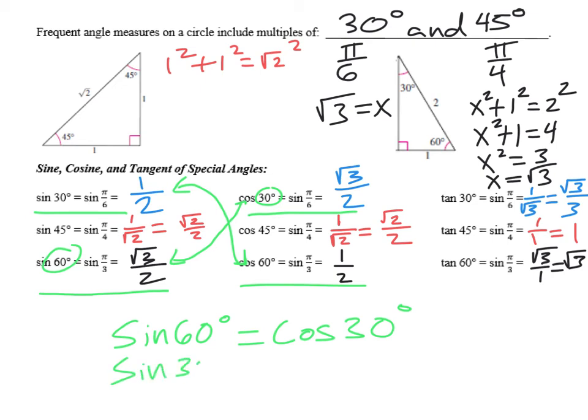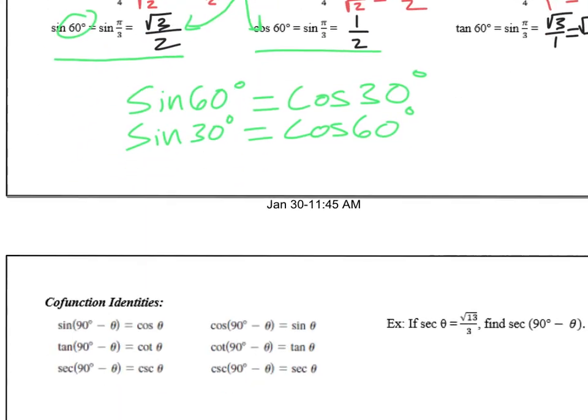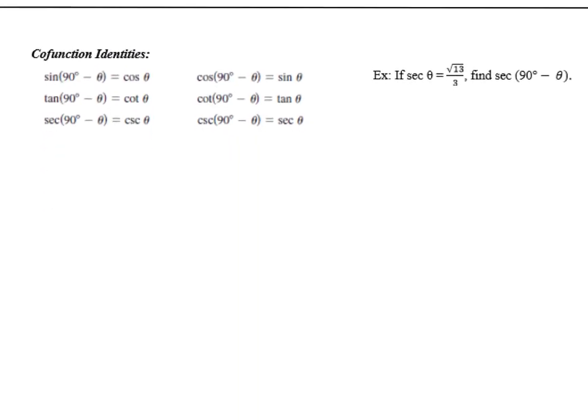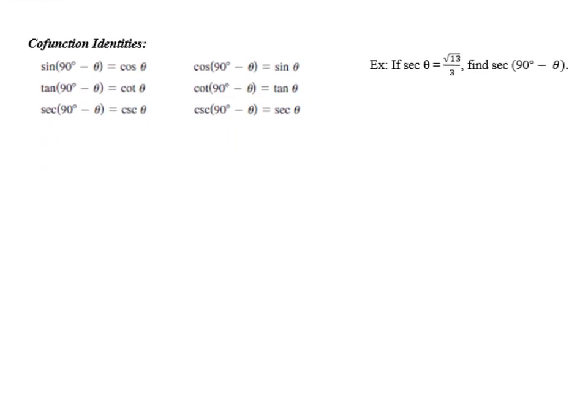Likewise, the sine of 30 is the same value as the cosine of 60. Okay, on this next slide, we're going to generalize that because it's also true for other trig functions as well.